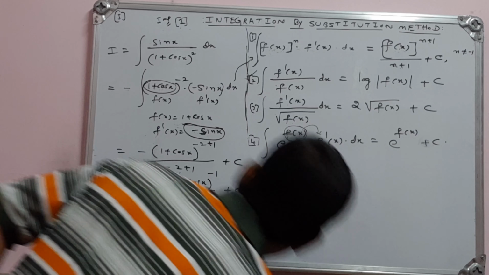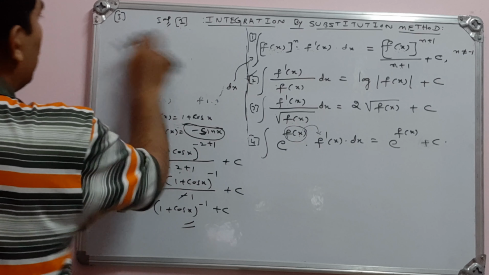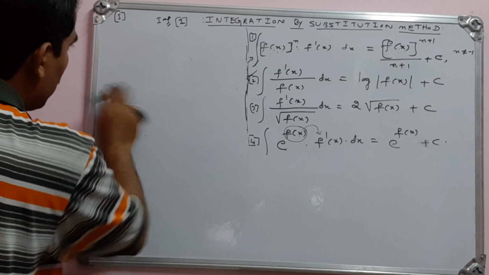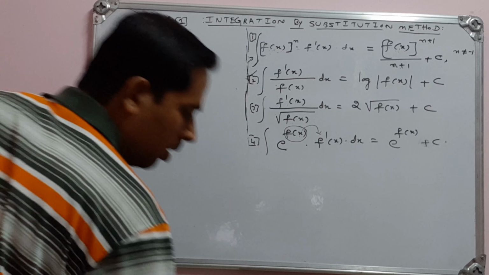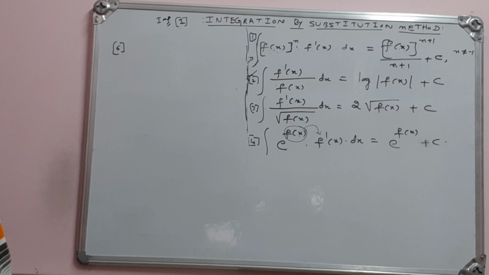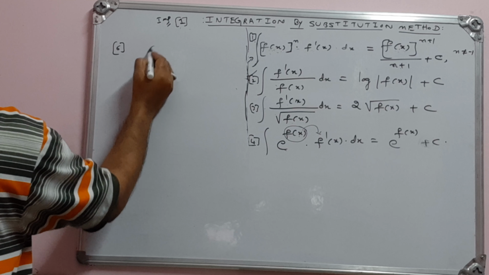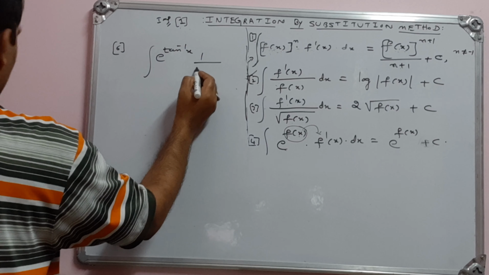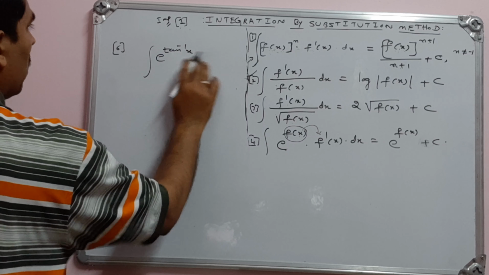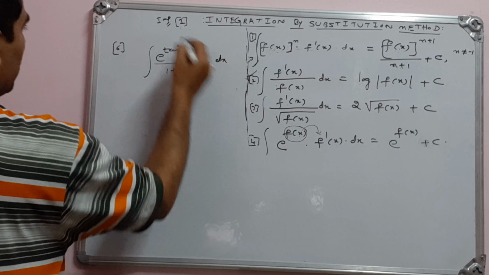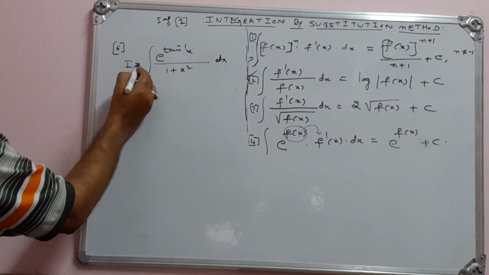Let me consider another example, the sixth one. This way I have written the examples earlier. Divided by 1 plus x square. This is actually a 1 mark question, so let us equate it to I.